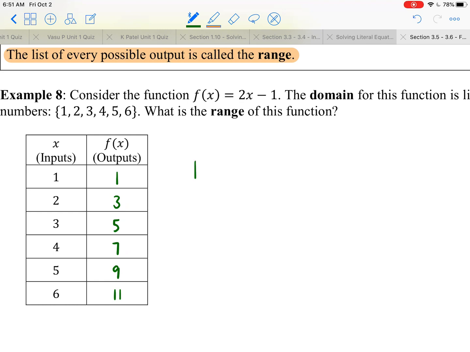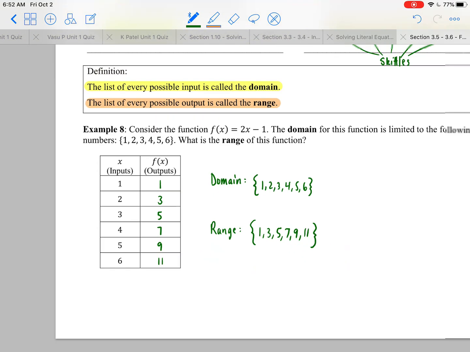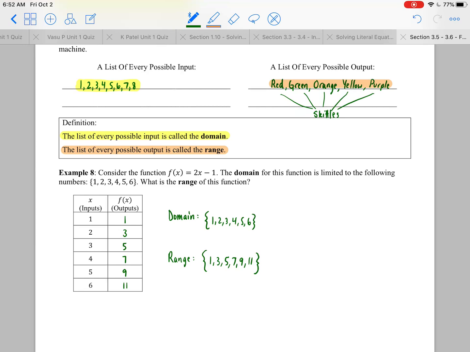Okay? So the domain on this function, they already gave it to us. The domain is we are just going to list these numbers out: 1, 2, 3, 4, 5, 6. And then the range here is going to be 1, 3. I'm just going to list out all the outputs here. So these are the outputs, I'm literally writing them out: 1, 3, 5, 7, 9, 11. And that's it. So the range is just the list of all the outputs if you wrote them all out, and the domain is the list of all the inputs if you write those all in. Okay? All right. Well, that's it for today.